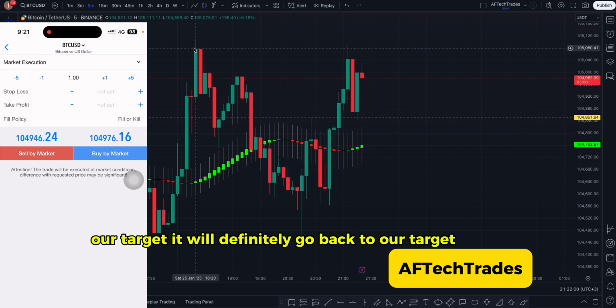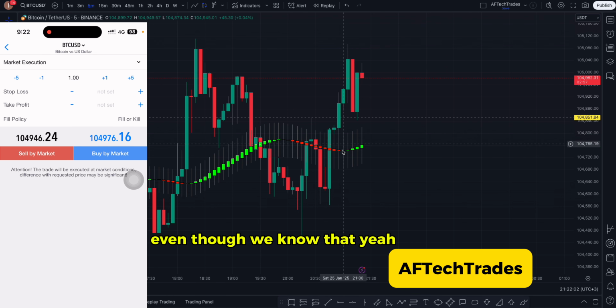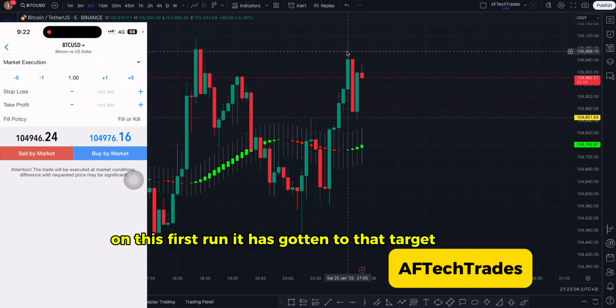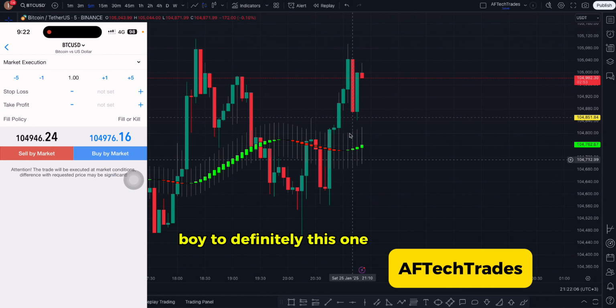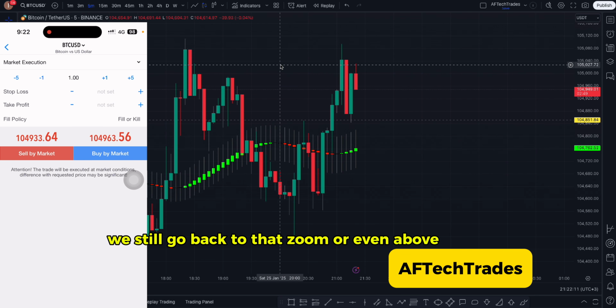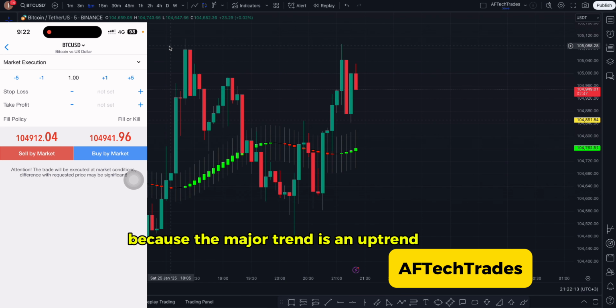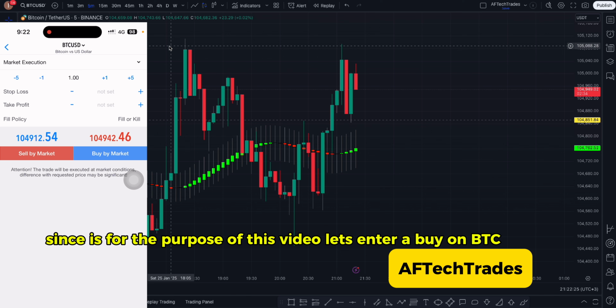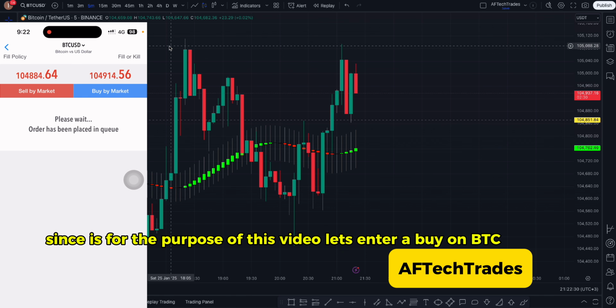It will definitely go back to our target, even though we know that on this first run it has gotten to that target, this one will still go back to that zone or even above, because the major trend is an uptrend. So let's enter for a buy right away. Let's wait for the close of this candle a bit, or let me just enter, since it's for the purpose of this video. Let's enter buy on BTC.